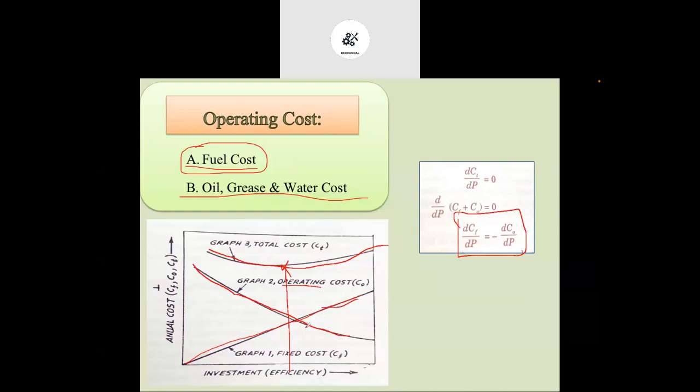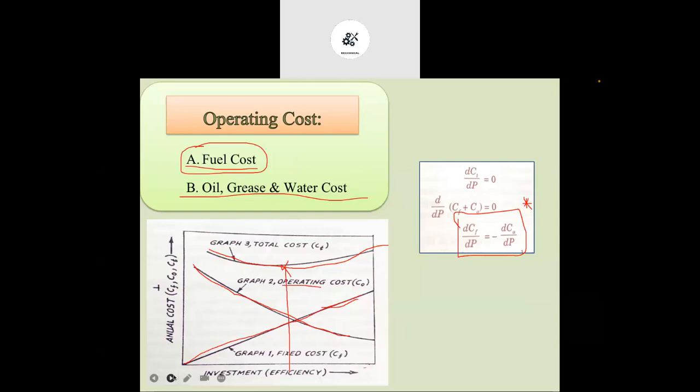At that particular point, as we can find through the geometry, the slope of the operating cost graph and the slope of the fixed cost graph will be the same. So by using this equation also you can find the minimum total cost, or we can say the optimum total cost required for the particular power plant.